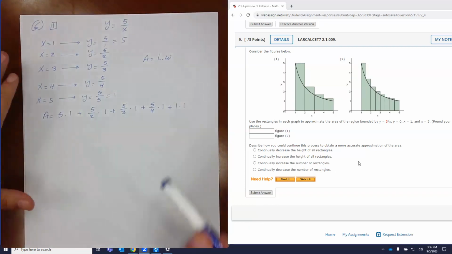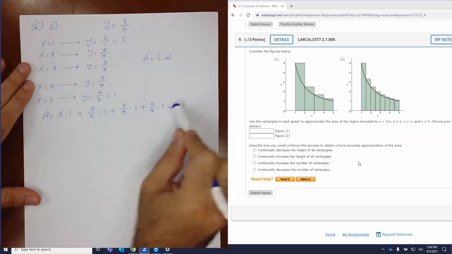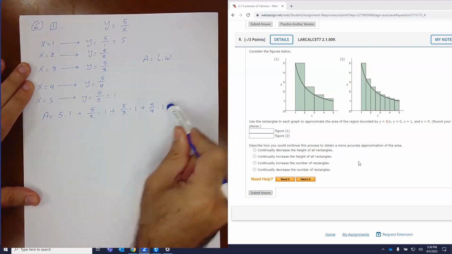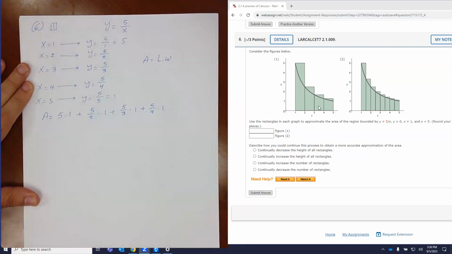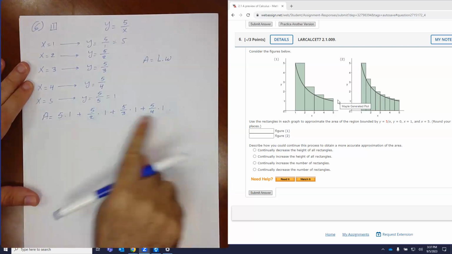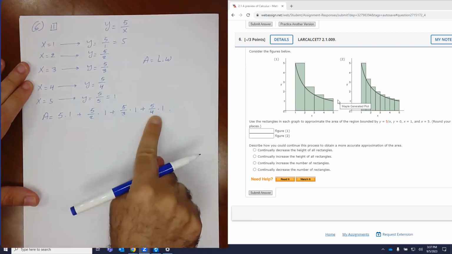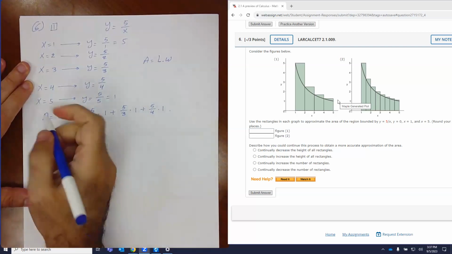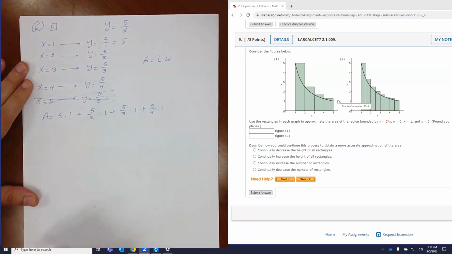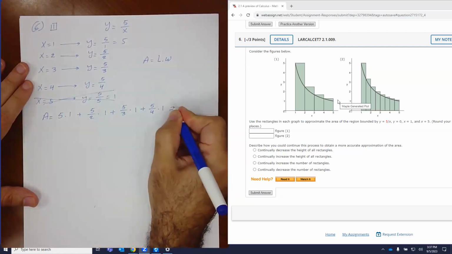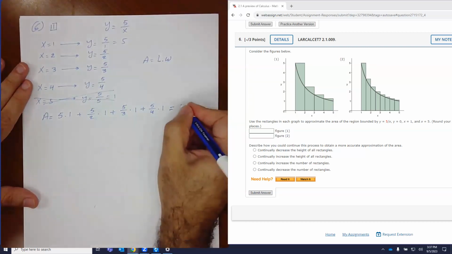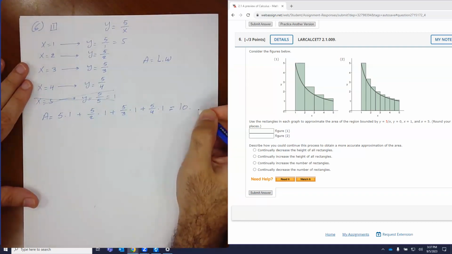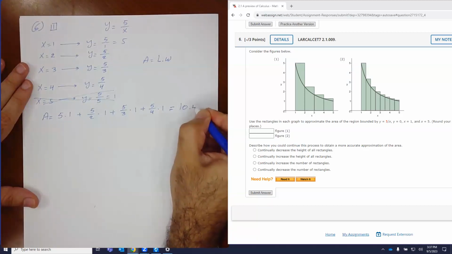But our area does not include this part, because we have how many triangles? We have just 1, 2, 3, 4. So we don't need 1, 2, 3, 4. That's it. So you don't have to do when x equals 5. Let's check how much is going to be the result for this one. It's going to be 10.417.